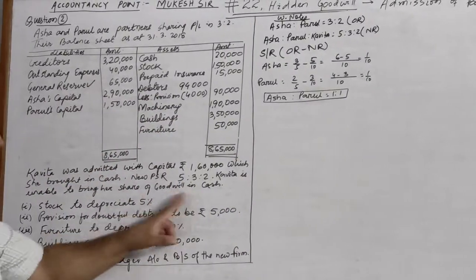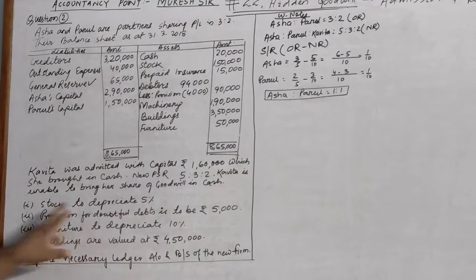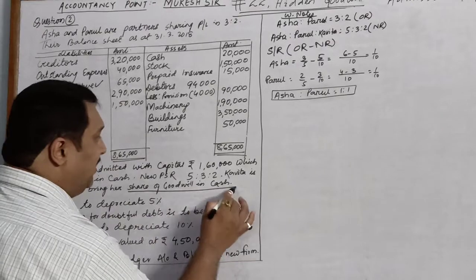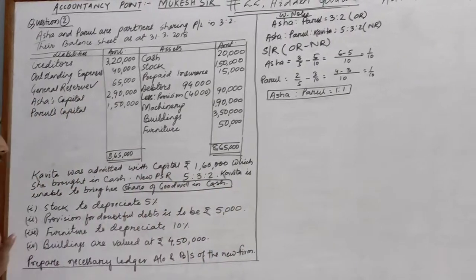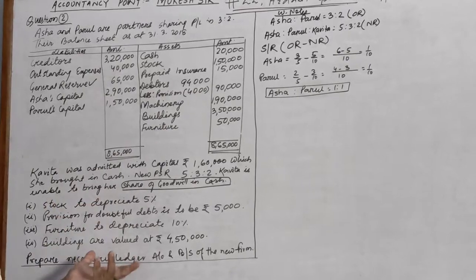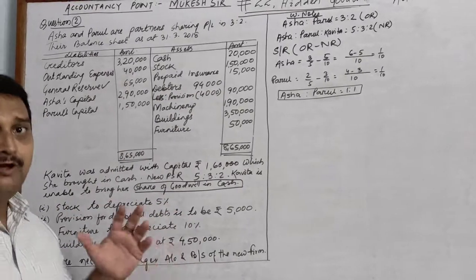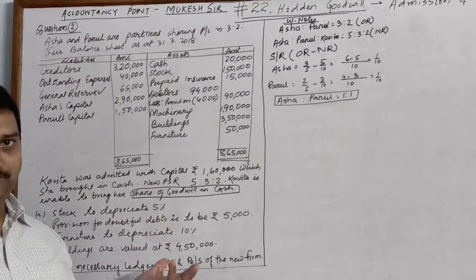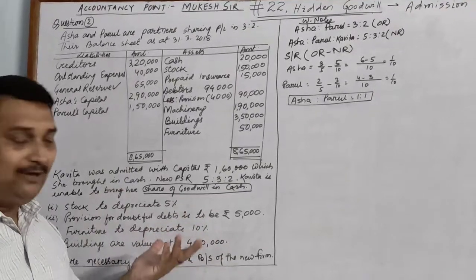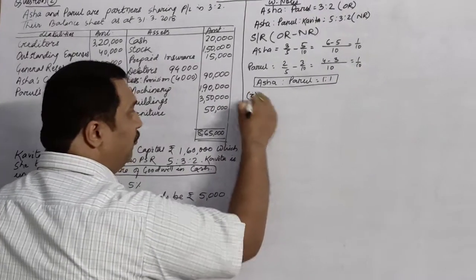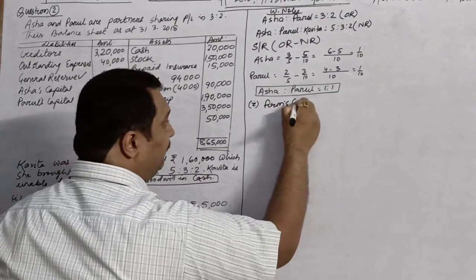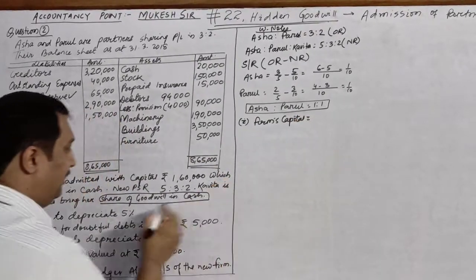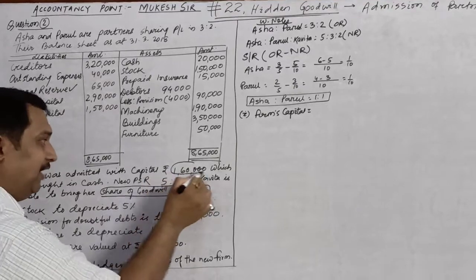Now children, when we move ahead, the question says that Kavita is unable to bring her share of goodwill in cash. So she is not bringing the goodwill in cash. But in the question, nowhere have they mentioned what the goodwill is. Neither the goodwill of the firm has been mentioned, nor the share of Kavita. So in that case, we are supposed to calculate the goodwill. That will be a hidden goodwill. How to calculate the hidden goodwill? For that, first step, as you already know, we will calculate the firm's capital. How to calculate the firm's capital? The firm's capital will be calculated with the capital of Kavita, who is a new partner.